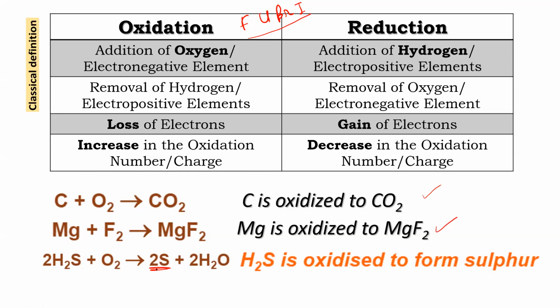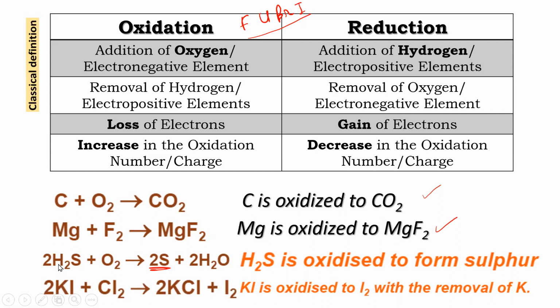Also, it can be loss or removal of an electropositive element. You can look at this example: potassium iodide has been oxidized to iodine, so it has led to the removal of an electropositive element like potassium. So these are the four cases by which we can understand what oxidation exactly is. Please understand this forms the classical definition: oxidation is addition of oxygen or any electronegative element, or removal of hydrogen or any electropositive element.